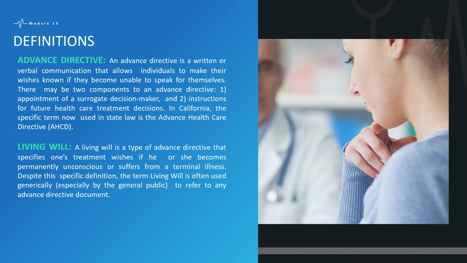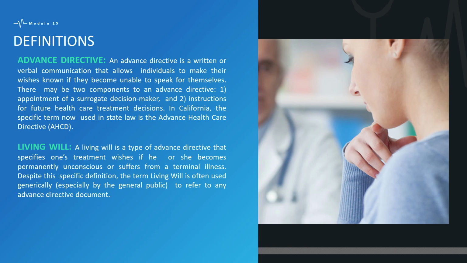Module 15, Definitions. Advanced Directive. An advanced directive is a written or verbal communication that allows individuals to make their wishes known if they become unable to speak for themselves. There may be two components to an advanced directive. 1. Appointment of a surrogate decision maker. And 2. Instructions for future healthcare treatment decisions. In California, the specific term now used in state law is the Advanced Healthcare Directive, AHCD.